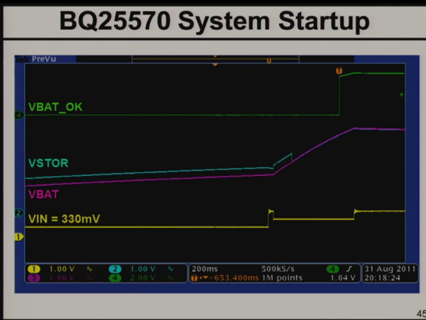So this just shows how such a system starts up. As I said, initially there is no voltage anywhere in your subsystem, so the storage and the battery are at 0. The input is applied, say the solar cell lights up, and then you have about 330 millivolts at the input, and the storage slowly keeps coming up. It gets charged through the cold start.